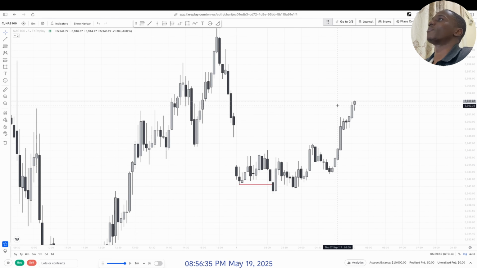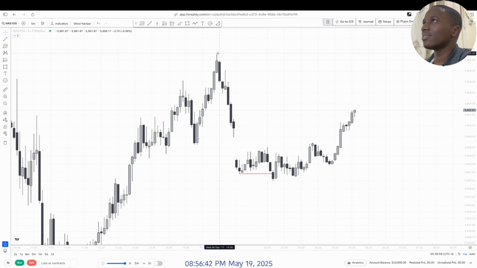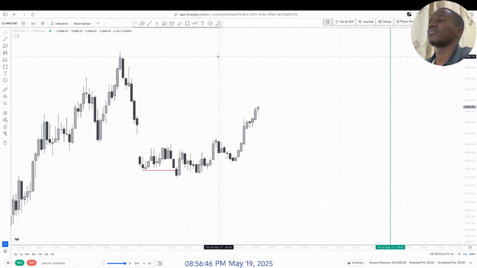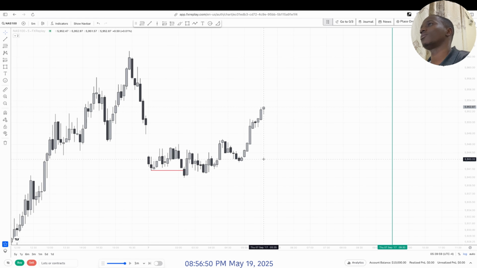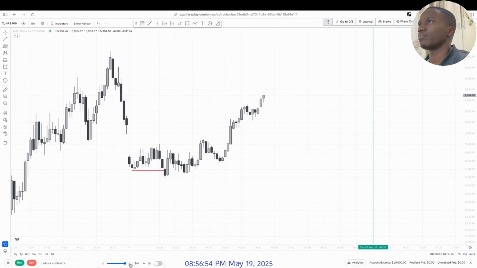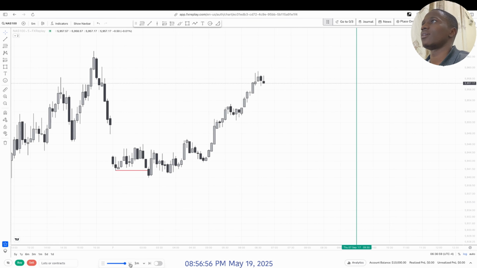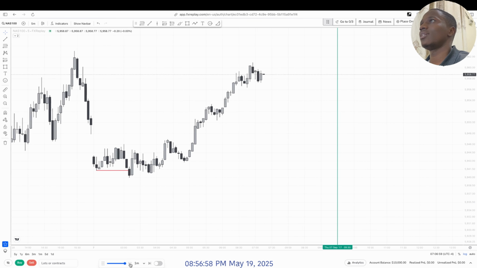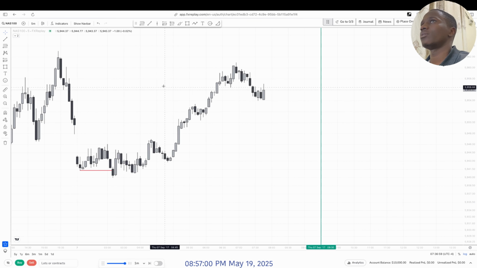So New York provided an entry here. This one, push. Which means this level of liquidity is about to be tagged either in London or in New York. So let's just wait for New York. I don't really want to trade it in London. And London takes the day. London was about to take the day.